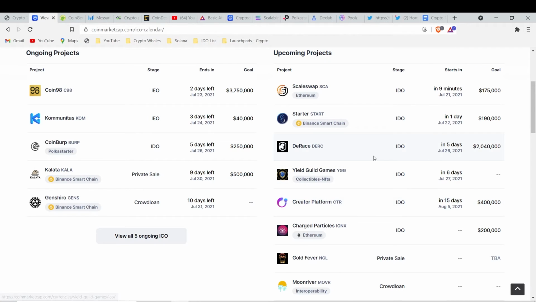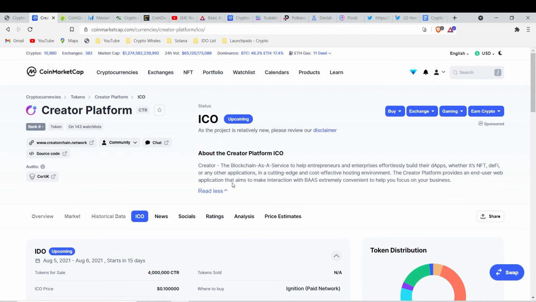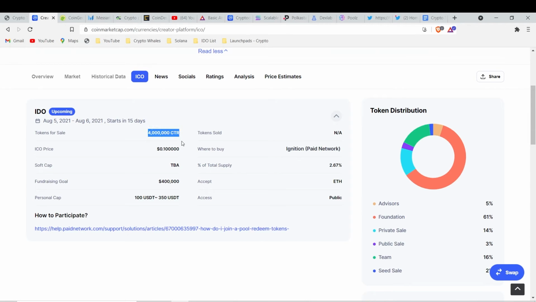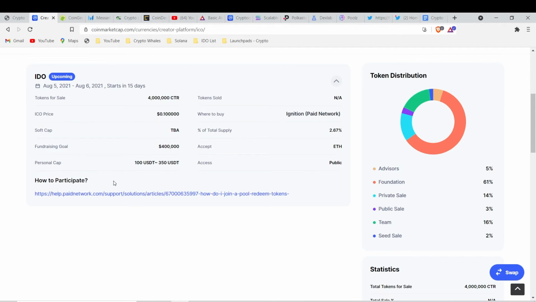So in this case, we can also look at things like Creator Platform. Let's look at that. When you come on these types of pages, you can look at what Creator Platform does. Then it tells you how many tokens there are for sale, how much it costs, how much they are going to raise, and how much is your personal cap. So in this case, if you're selected as part of the quote-unquote whitelisting process, you can buy up to about $350 of your own money. And then you can see how you participate in this type of upcoming projects.